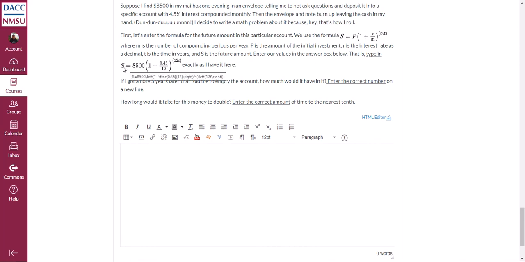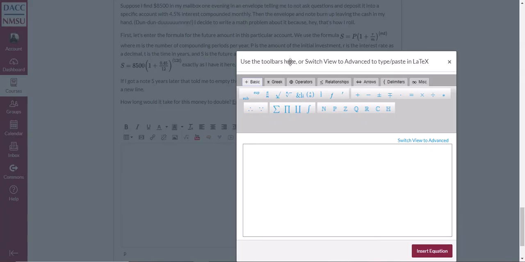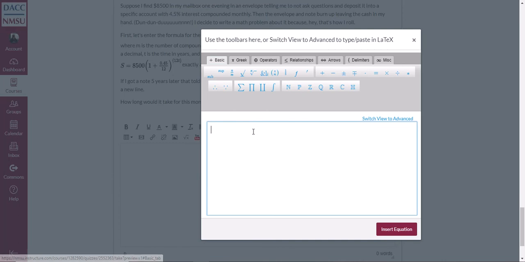As I'm trying to get my equation, I will use the math editor. Here it's right next to us. S equals 8,500. Parentheses 1 plus. Now you could use the fraction maker, or you could enter 0.045. Remember, we always change it into a decimal. We should change it into a decimal correctly, however. 0.045. Don't believe the lies I've put in this exam.